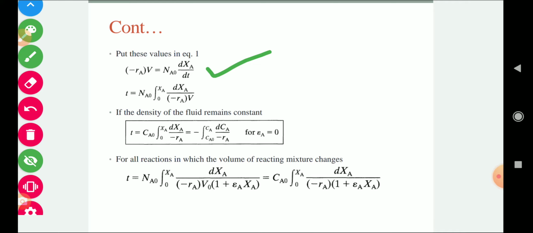Now if we want to calculate the total amount of time required for a particular conversion, then we have to integrate that equation. So separate the variables or rearrange that equation. On the left hand side you can take the dt terms, and on the right hand side you can take the dXa terms, and integrate, then finally you will get t equal to Na0 integration 0 to Xa dXa by (minus Ra into V).